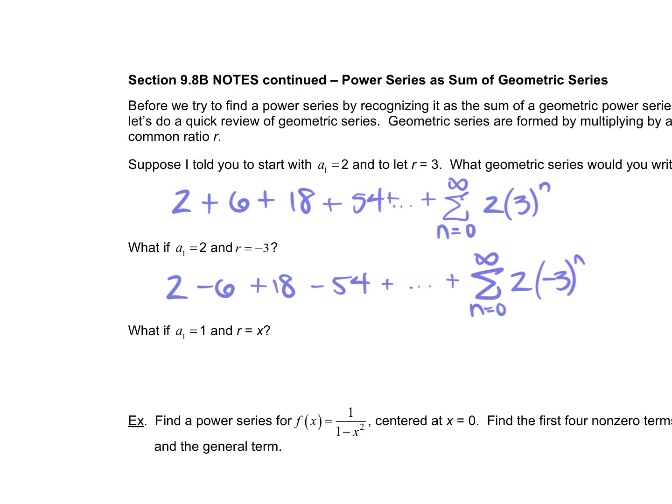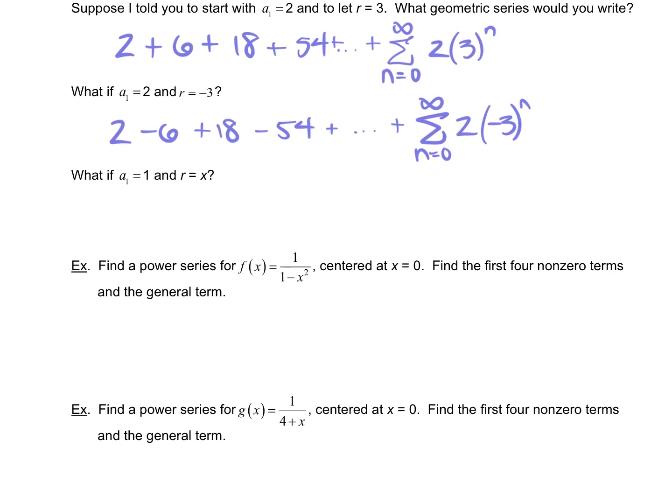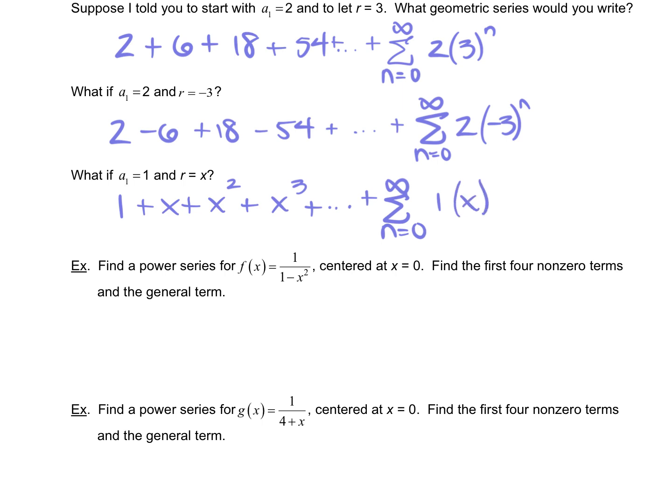Now, we're really going to throw this into a different thought process. But if a sub 1 equaled 1 and r equals x, what would that look like? 1 plus x plus x squared plus x cubed plus dot, dot, dot. Now let's think about how to write our general term. Sum of x to the n, n equals 0. 1 goes out front. x to the nth power. Do I really need to write the 1? No, but just keep in mind your a sub 1 goes out front. Yes?